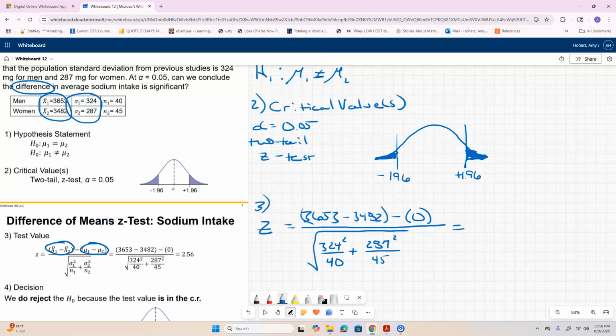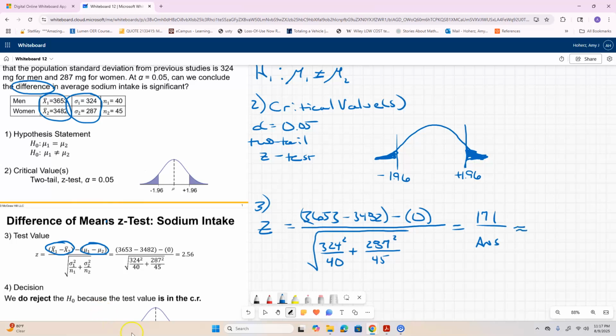Okay, so the top, calculate that real quick, is 3653 minus 3482. Hold on, I put something in wrong. 3653 minus 3482, and that gets us 171 for the top. And then we're going to calculate the bottom and divide by that answer.